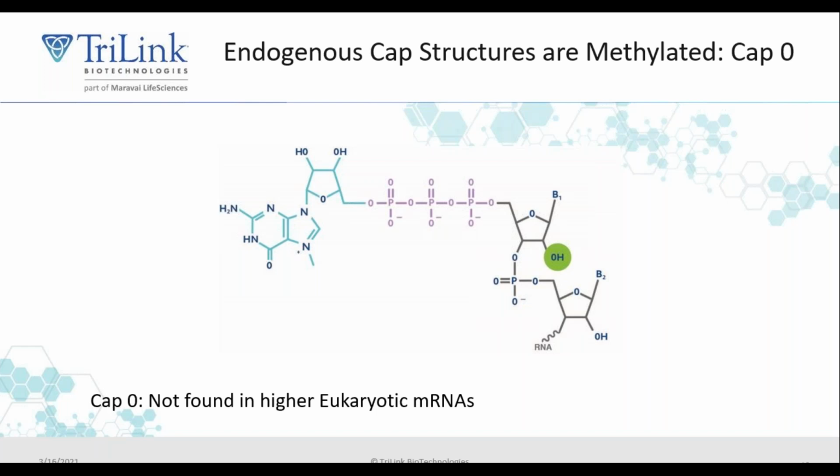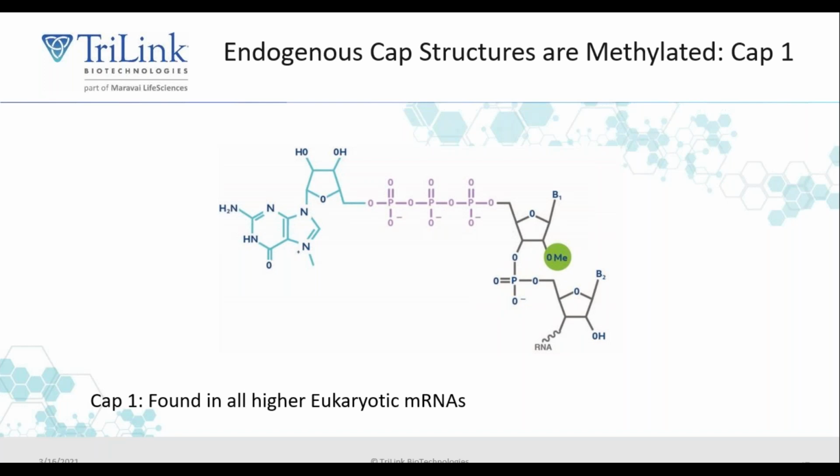On this side, you can see the structure of a Cap0 mRNA. The Cap0 structure most notably has an OH group on the first sugar. It's important to note that this is not the structure of a fully formed mRNA, and it is not found in higher eukaryotic mRNAs. This is notable because Cap0 mRNAs will not be recognized as self by the cell's immune system, which can trigger an immune response leading to the degradation of the mRNA.